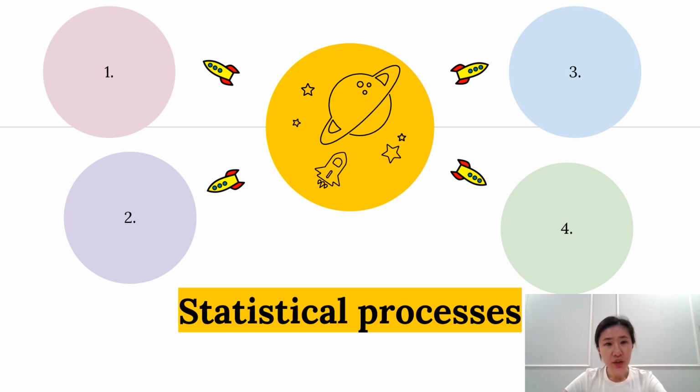So in this slide, we'd like to recap what the 4 statistical processes are. Without referring to the previous slides, can you remember what the 4 key steps in the statistical process are? If you can remember them, please write them down.